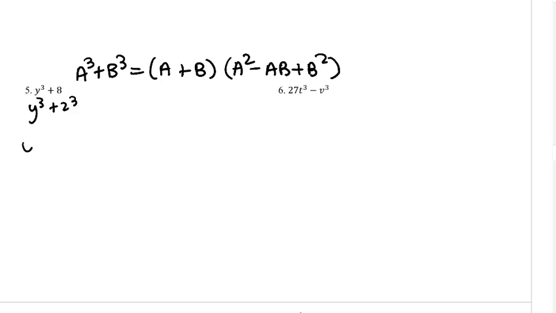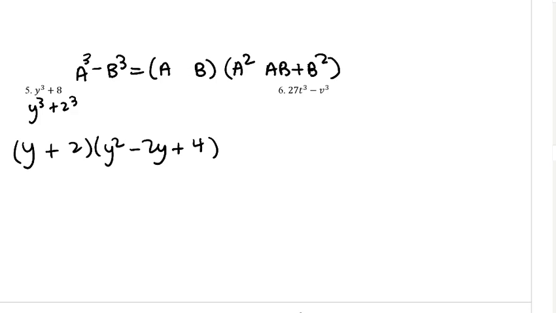So this is y and 2 multiplied by y squared, 2y and 2 squared: same, opposite, always positive. This looks like a difference of 2 cubes. If I made it a difference of 2 cubes, the only thing that would change is that this would be the same, this would be the opposite, and this is still always positive.